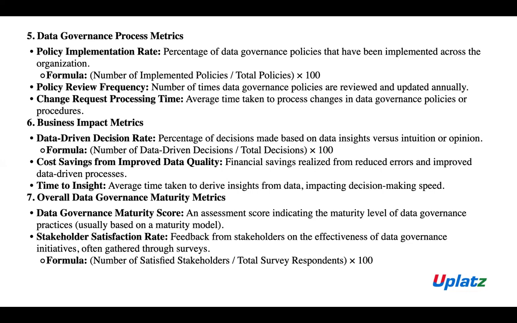The next is business impact metrics. In this, we have data-driven decision rate: the percentage of decisions made based on data insights versus intuition or opinion. The formula for this is number of data-driven decisions divided by total decisions, multiplied by 100.